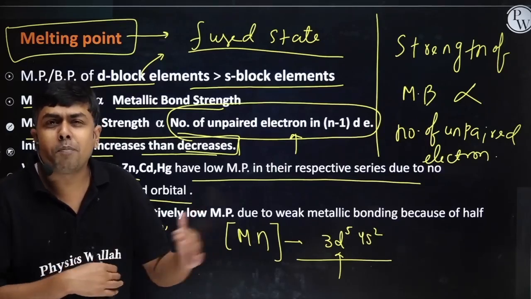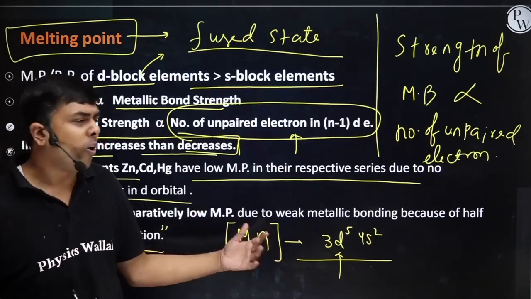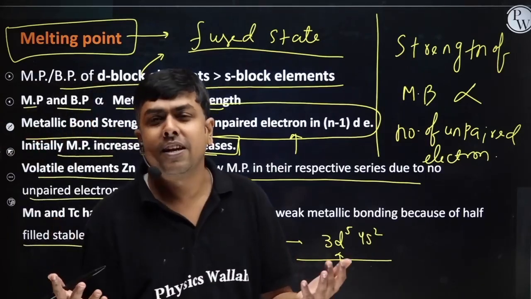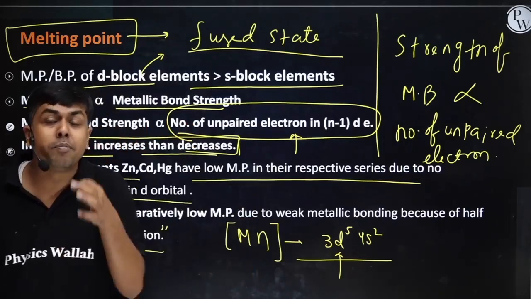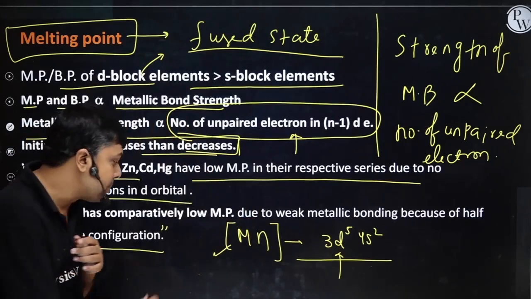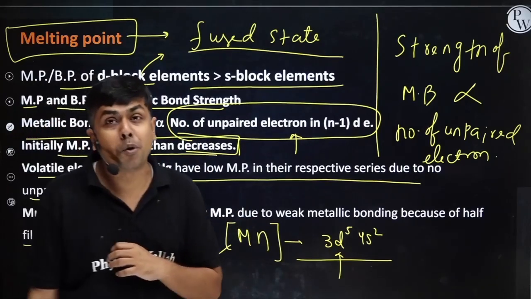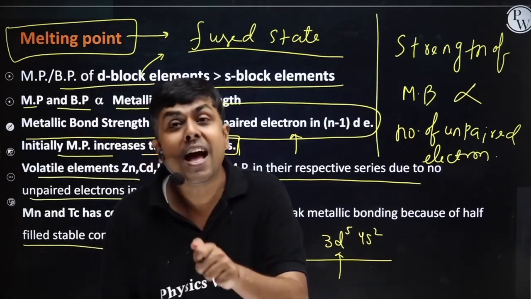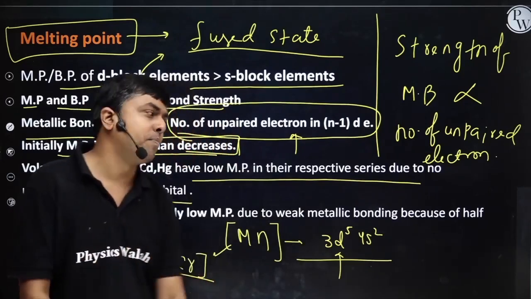So the extent of bonding, it will have less tendency to bond, right? Already it's there in the stable state. So the strength of metallic bonding will be less, so the melting point will be somewhat less as compared to chromium. If I am asked to compare the melting point of chromium and manganese, chromium will have the higher melting point. Am I clear, student? Let's move ahead.